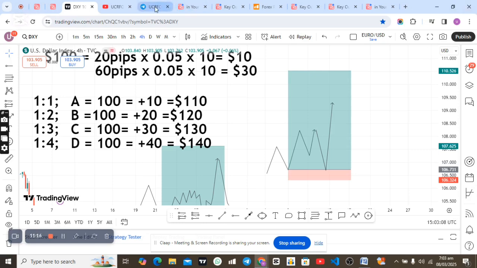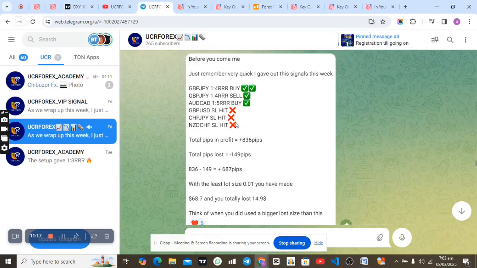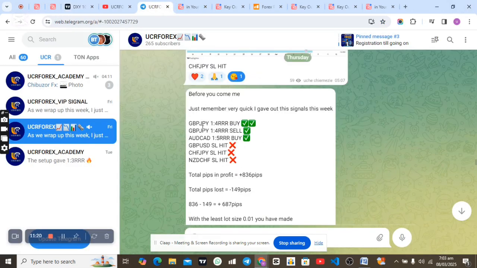Now let me take you guys back to the Telegram community. I shared a trading setup on GBP JPY. The market went 1:4. We made 1:4.